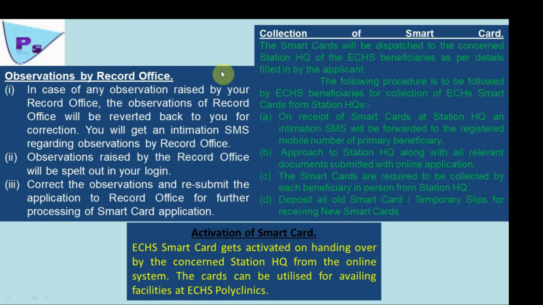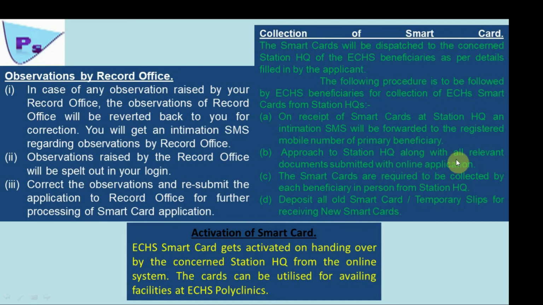Okay. If you have cleared the observation or you do not have any observation, after some period you will get the smart card. The smart card will be dispatched to the concerned station headquarters of ECHS beneficiaries as per details filled by the applicant. The following procedure is to be followed by ECHS beneficiaries for collection of the ECHS smart card from station headquarters. On receipt of the smart card at station headquarters, an intimation SMS will be forwarded to the registered mobile number of the primary beneficiary. Approach station headquarters along with all relevant documents. Submit the online application; you have to take the printout of the online application and submit it.